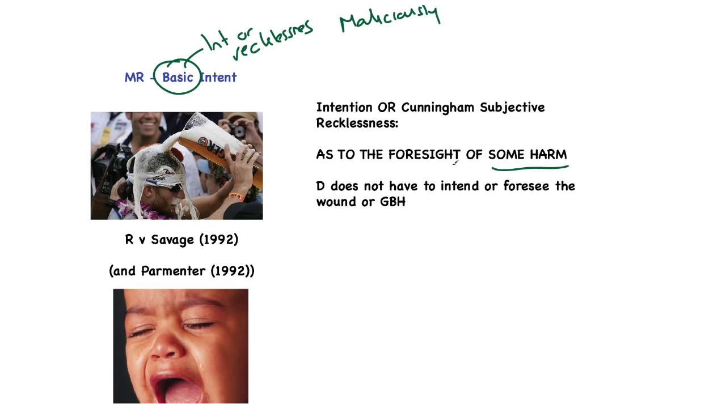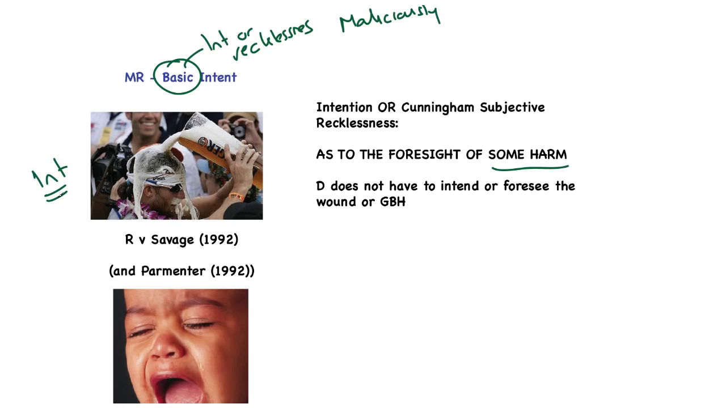Providing I can foresee some harm, I will be liable for the offence. I do not have to see the actual wound or the actual GBH, just some harm. Our case for that is Savage. Well, our case for the intention element of that is Savage.